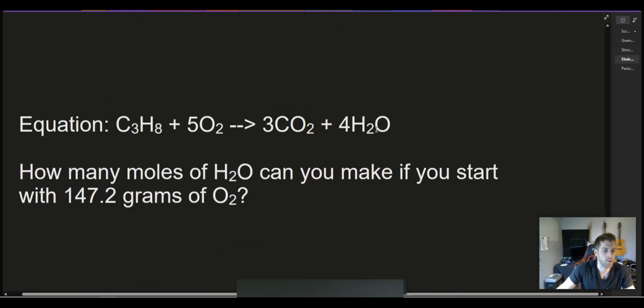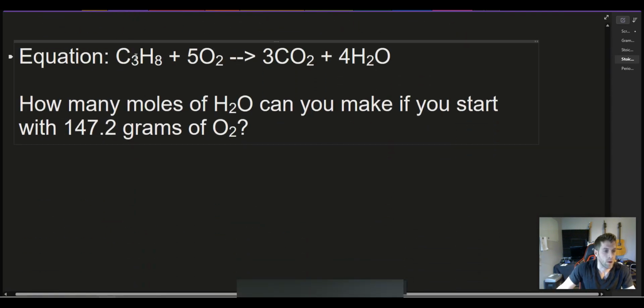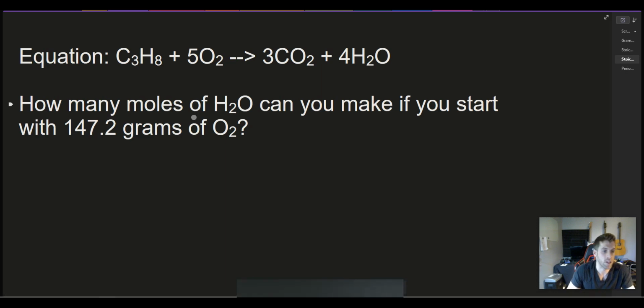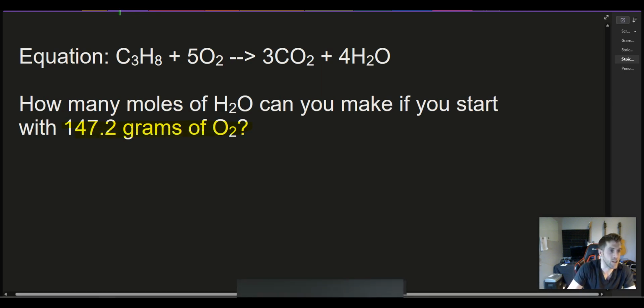Great. Next question. Our equation is listed on top. And we're going to work with what we are being asked. How many moles of water, H2O, can you make if you start with 147.2 grams of oxygen gas? Let's highlight what we have. We have 147 grams of oxygen gas. We are trying to find moles of water.